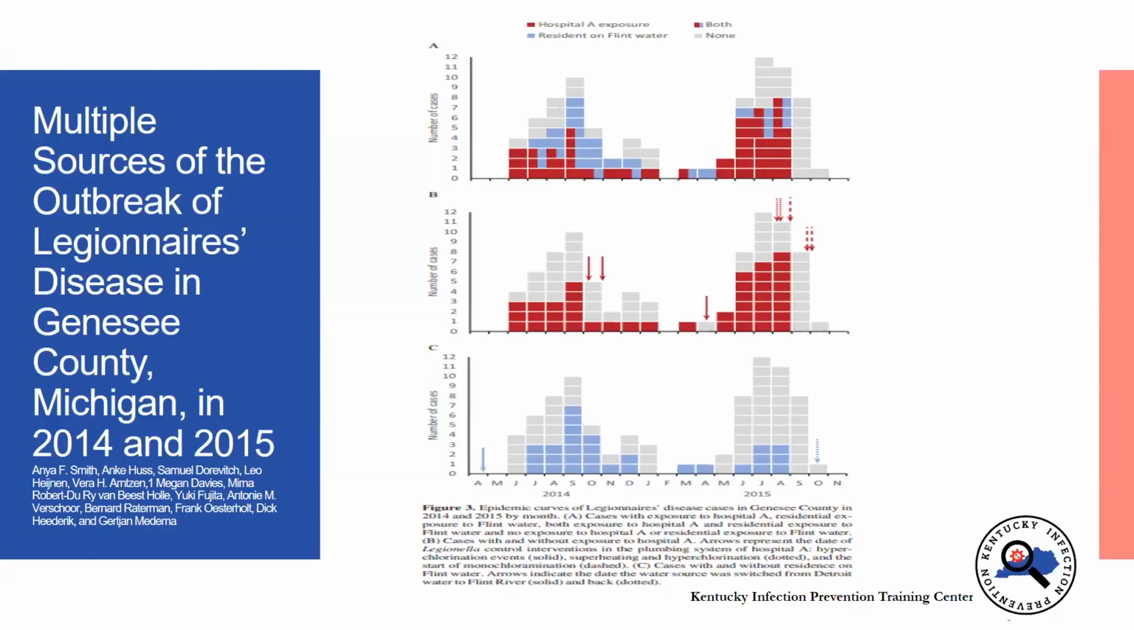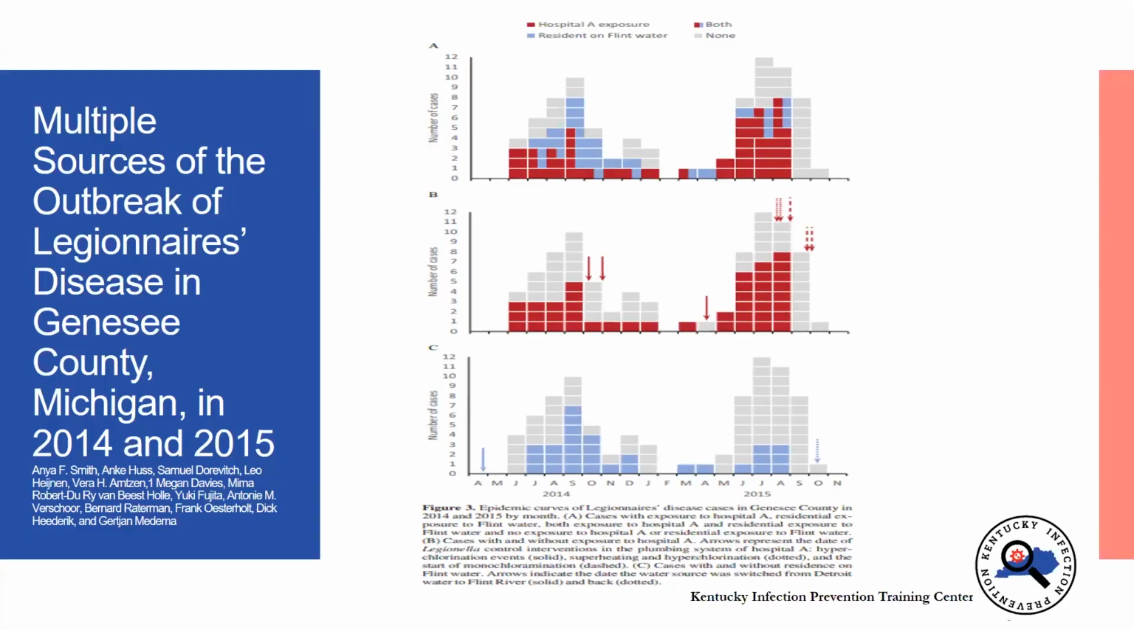And so while yes, there were other potential causes or sources, the main source at the time was noted to be the hospital. This here shows an epi curve of cases in Genesee County, where the city of Flint, Michigan is located, in 2014 through 2015 by month. I want to draw your attention to the top graph.